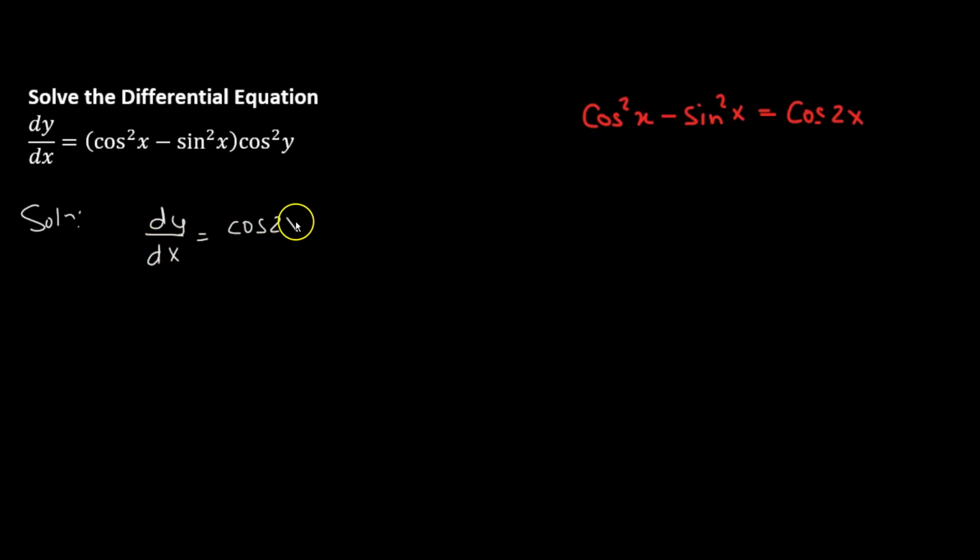So here we have the differential equation. So we begin by applying the identity. We know that cosine squared x minus sine squared x can be replaced with cosine 2x. So that means our differential equation now becomes dy over dx equals cosine 2x times cosine squared y, which is simply dy equals cosine 2x times cosine squared y dx.